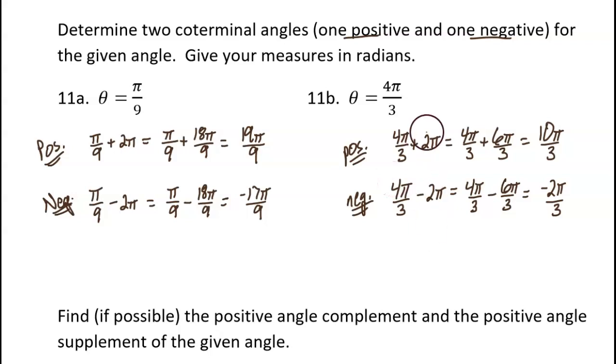If our initial angle was so large that when we subtracted 2 pi from it, we still got a positive answer, that just means we need to subtract 2 pi again. If that still doesn't get us a negative answer, subtract 2 pi one more time. Eventually, you will end up with a negative angle.